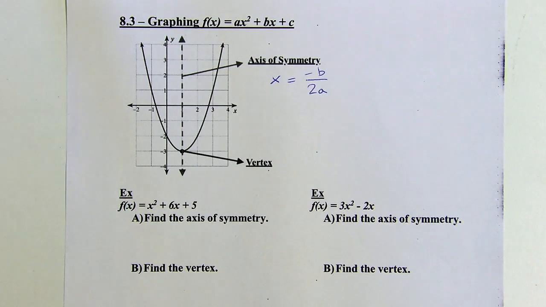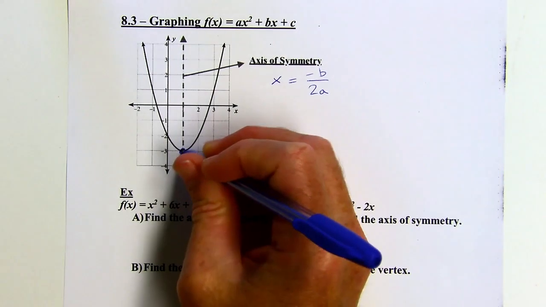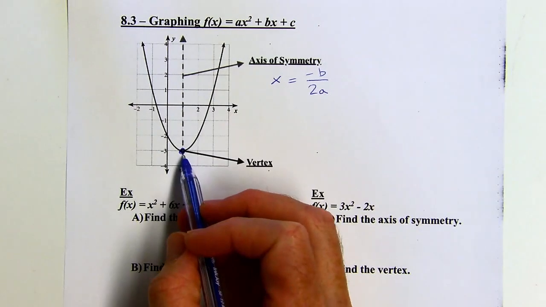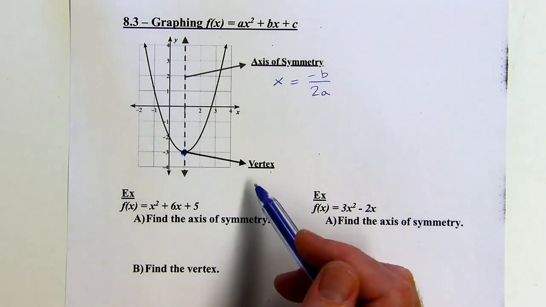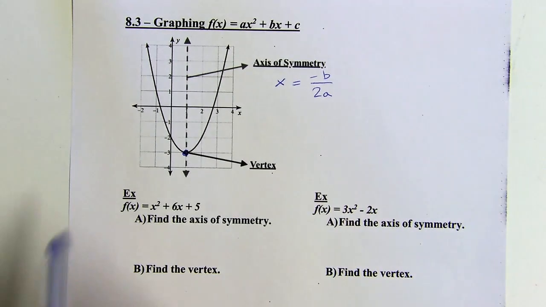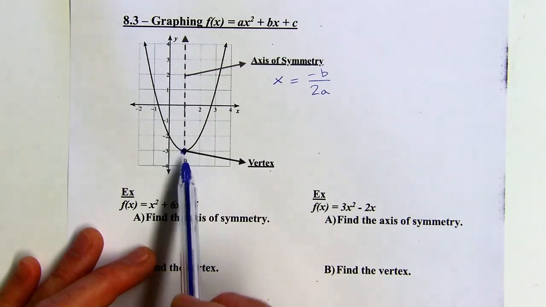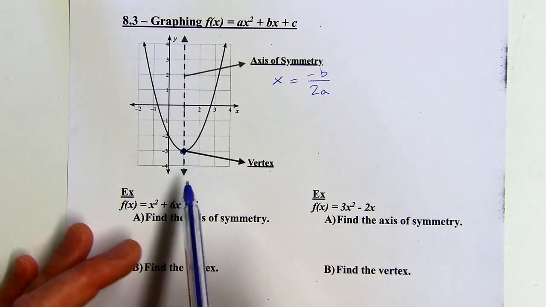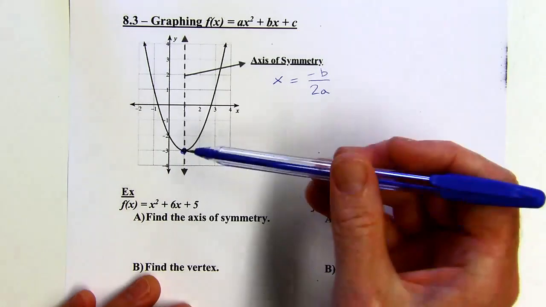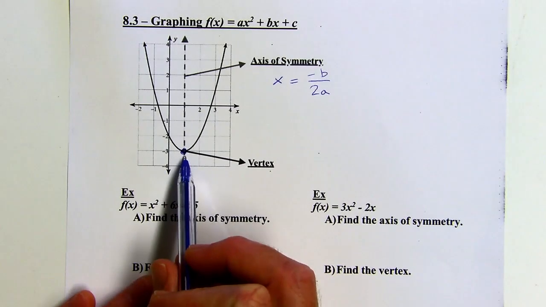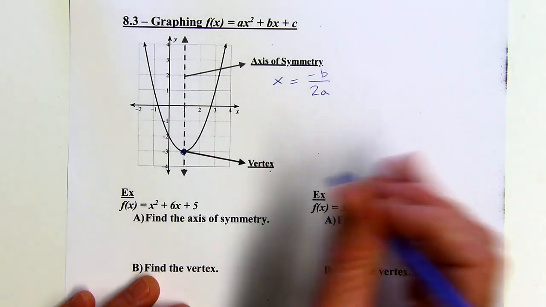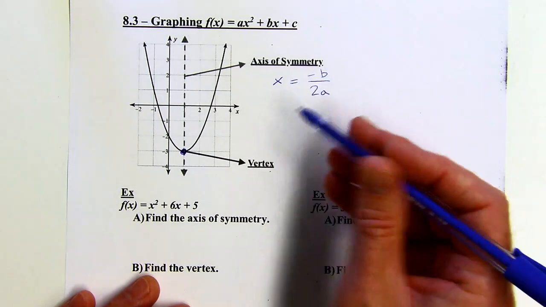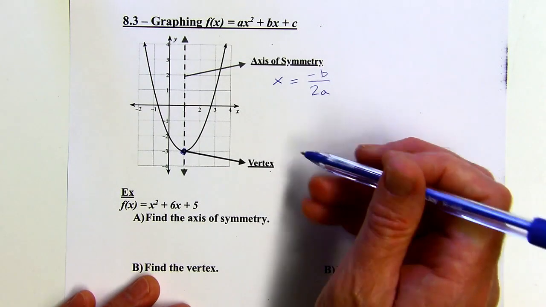All right, and then the vertex, we already know that that's the point at the very bottom of a parabola that opens up, or the point at the very top of a parabola that opens down. But we're going to talk about how to find the coordinates of the vertex. And it's related to the axis of symmetry. So you notice here the vertex is on the axis of symmetry. That's going to happen with every parabola. Just looking at this, I can see this is the point 1, negative 3. But the x value is 1 because it's on the axis of symmetry. So for any parabola, you can find the x coordinate of the vertex by using the axis of symmetry.